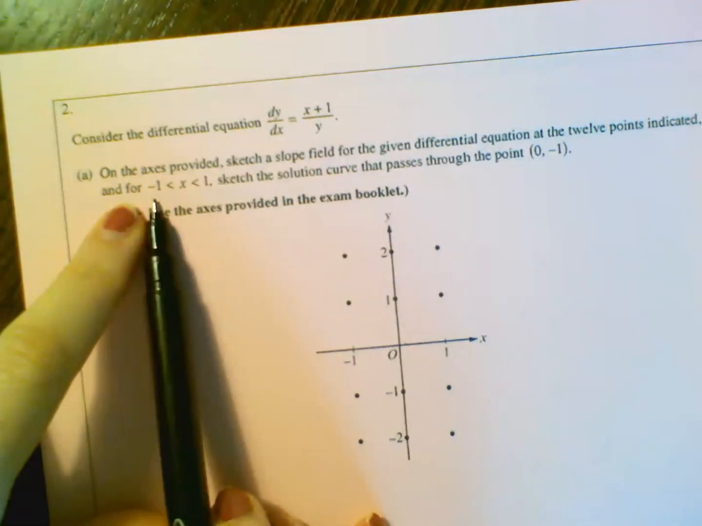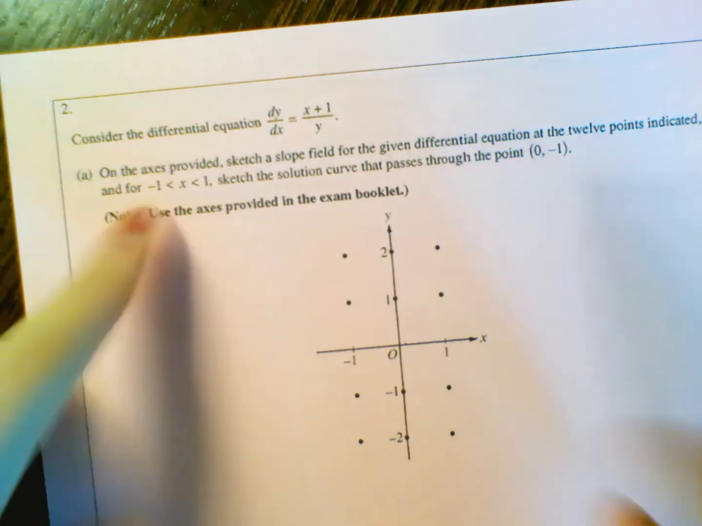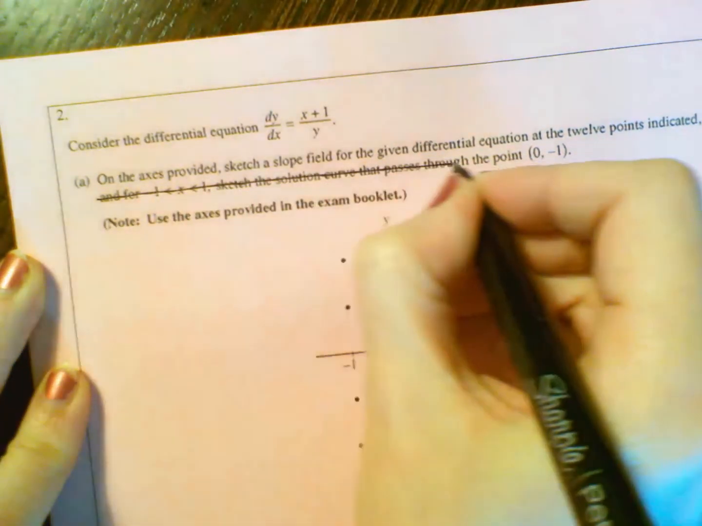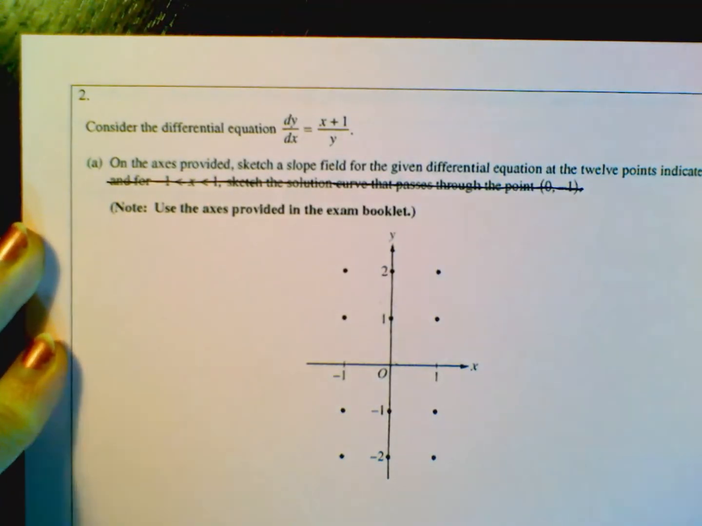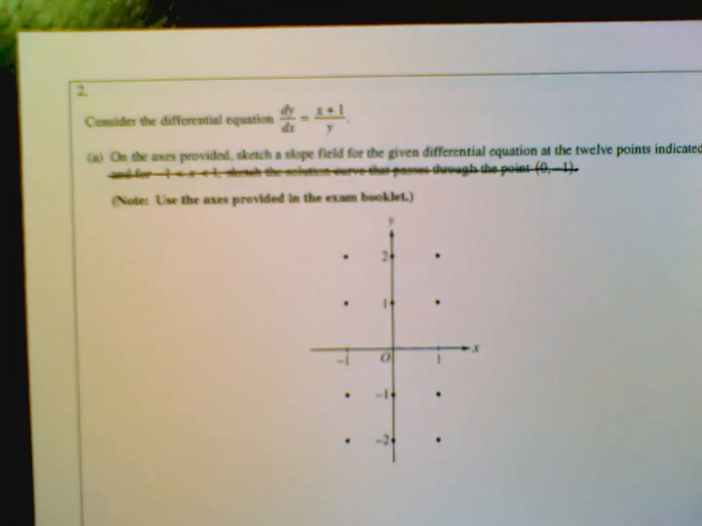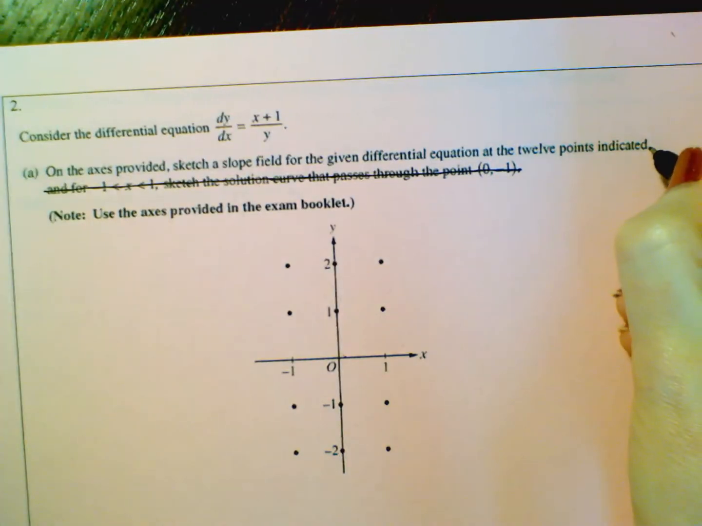Okay, and for x between -1 and 1, sketch the solution curve that passes through, blah, blah, blah. All right, so we're going to cross this part out. We're not going to do that, don't worry about that. So all right, we're just going to do the slope field.